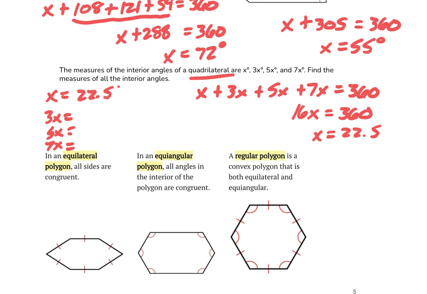And when I say what are the 4 angles in this quadrilateral, the first one would be 22.5. And then I'm going to plug that back in. I'm going to take 22.5 times 3, 22.5 times 5, 22.5 times 7.